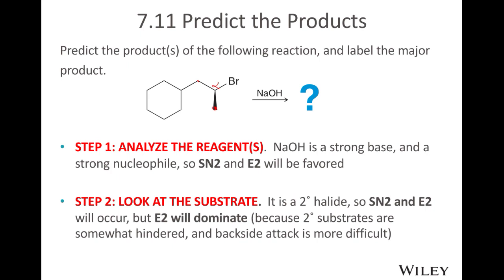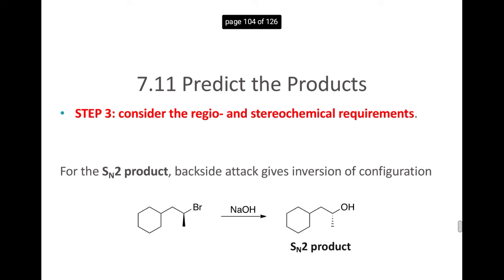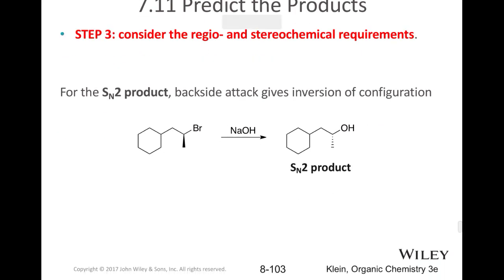Secondary substrates are somewhat hindered, backside attack is more difficult. That's something we would have covered in class already. So we get those things down. And then we're going to consider the regio and stereochemical requirements. So for the SN2 mechanism, the backside attack is going to give you inversion of configuration, just like that umbrella flipping in the wind. So here's our SN2 product.